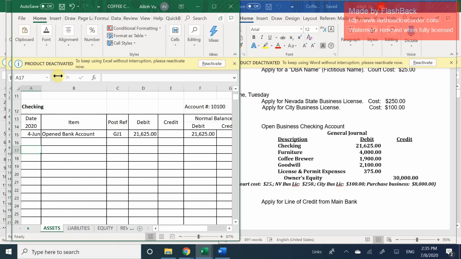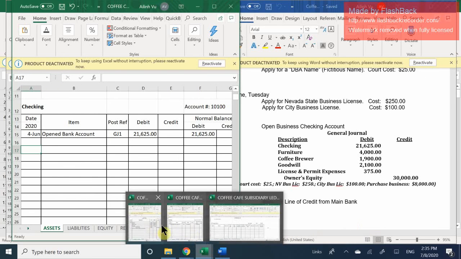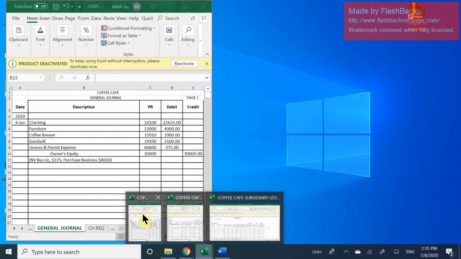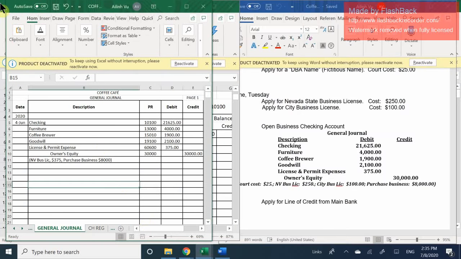Now, what I advise students to do is anything that you put in your journal, I want you to do it in the same order. So here I put checking number 1. My furniture comes after. Then my coffee brewer comes next, and then my Goodwill comes next. You want to do it in this order so you do not lose track.